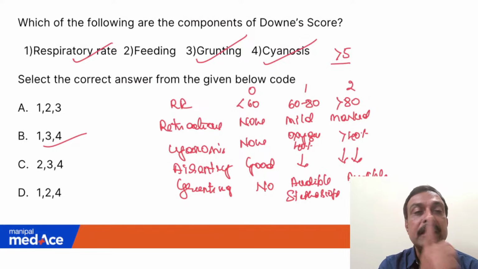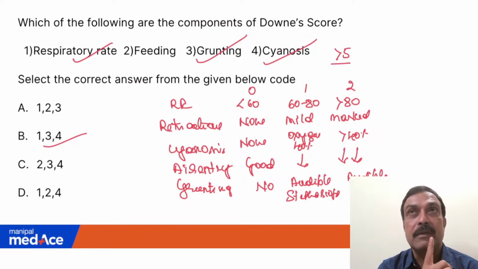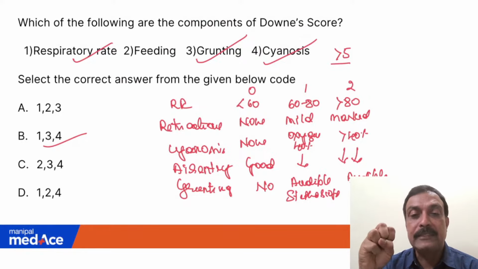But here, the question is about free flow oxygen. When you're giving a bag and a mask, remember that it has to be tight. Only when there is a tight bag and mask, when you compress the bag, does the air go into the lungs.